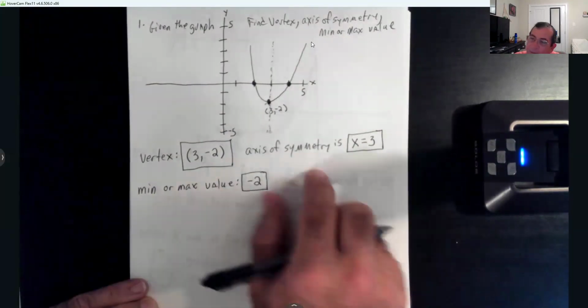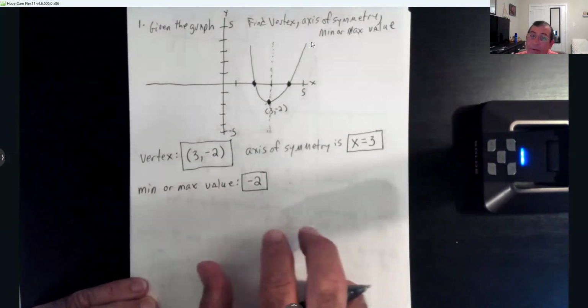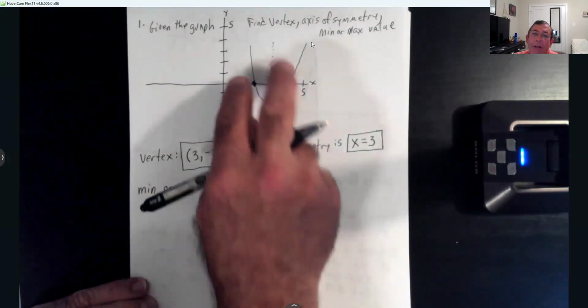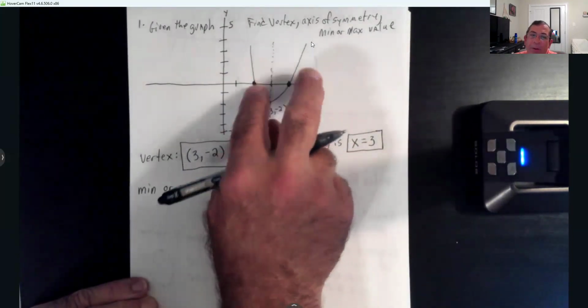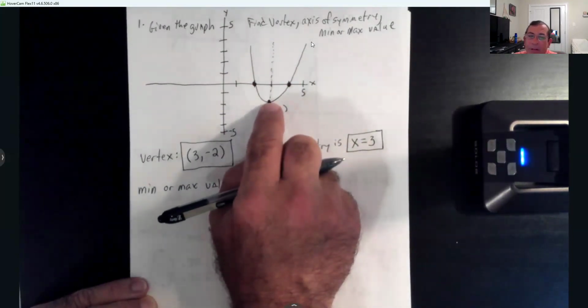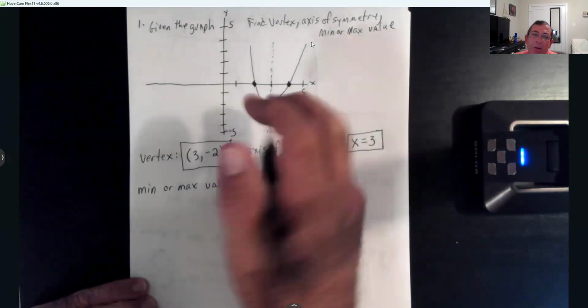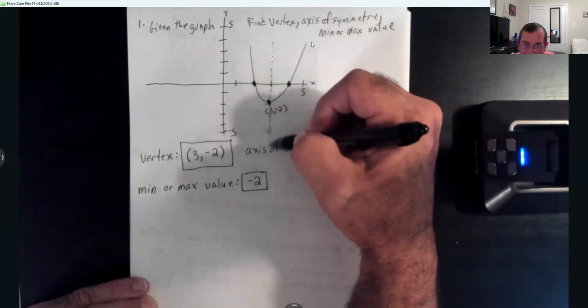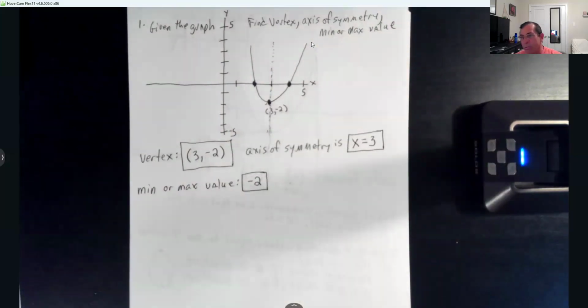Okay, so that's what we're going to find by hand given the equations. They just want you to look at the graph and be able to realize that that's your vertex. It's a minimum value. And if you cut a line through that x value, it will split that parabola in half.